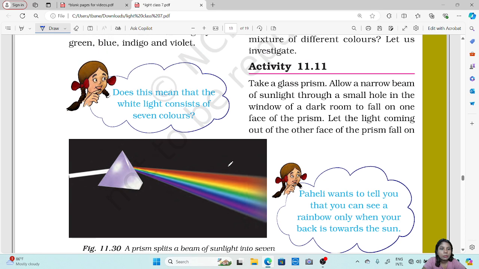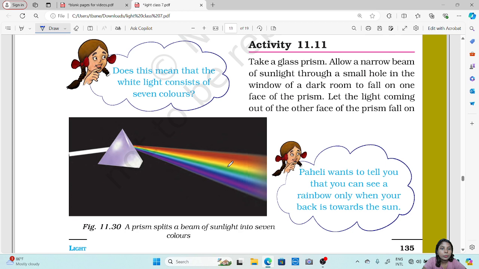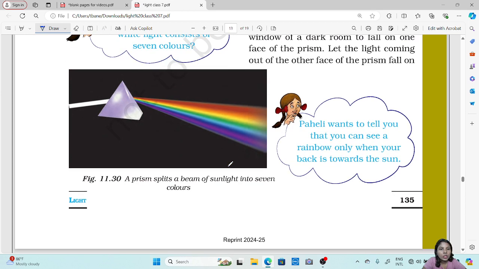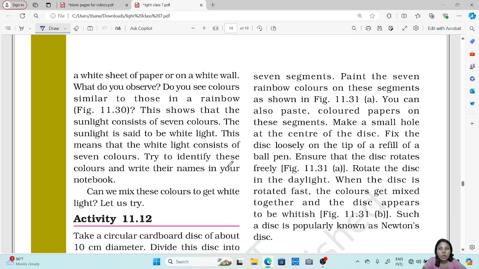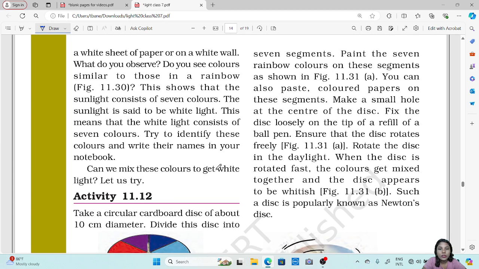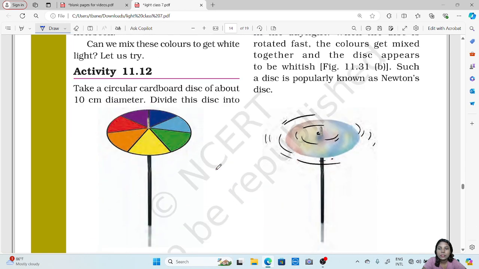So now take a prism. Allow a narrow beam of sunlight through a small hole in the window of a dark room to fall on the face of the prism. Let the light coming out of the other face of the prism fall on a white sheet of paper or a white wall. What do you observe? We will see all the 7 colors of the rainbow. This shows that sunlight consists of 7 colors. Sunlight is said to be white light, which means white light consists of 7 different colors. Try to identify these colors and write their names in your notebook.